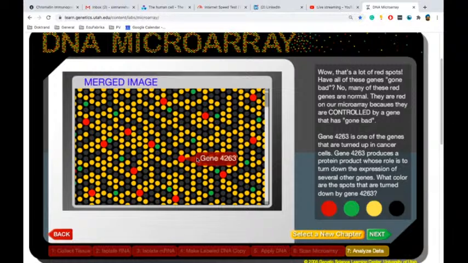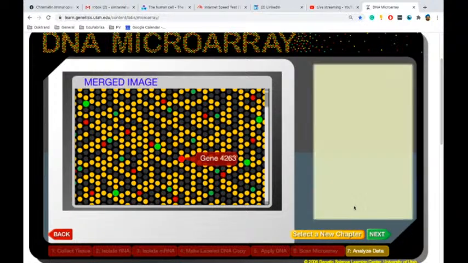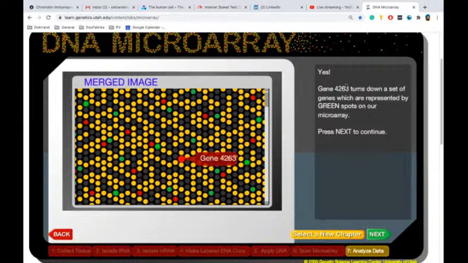So a lot of red spots we can see. There are red spots on our microarray because they are controlled by a gene that has gone bad. So gene 426 is one of the genes that are turned up in the cancer cells, and gene 426 produces a protein product whose role is to turn down the expression of several other genes. So what color are the spots that are turned down by gene 426? Green spots, yes, they turn down in the microarray.